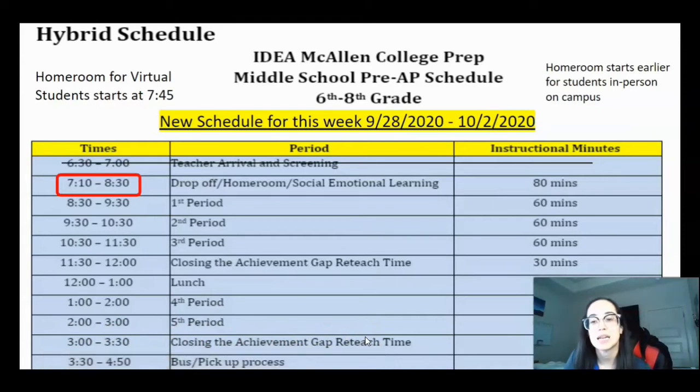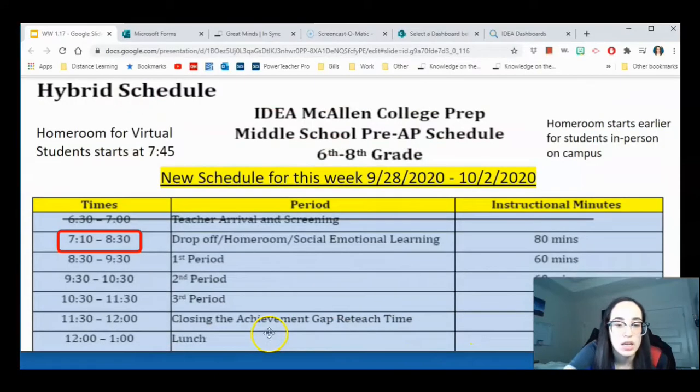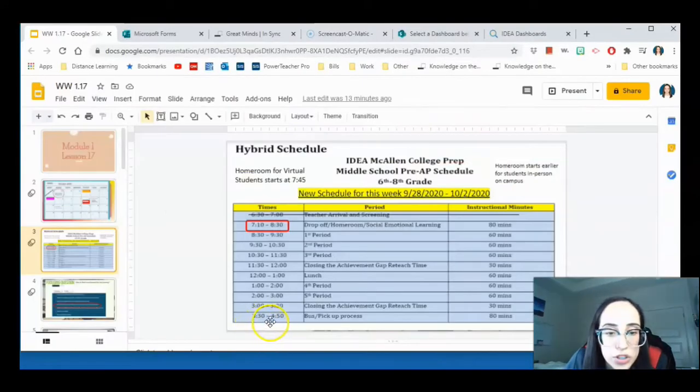That is my time to be able to reteach things if I need to reteach. This is the time for you to come to me if you have questions or need to talk about something. And then for my students that are in person, that's going to be our pickup time. So as we can see here, 3:30 to 4:50, that is the pickup process.